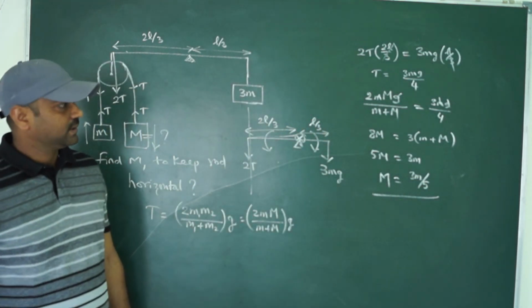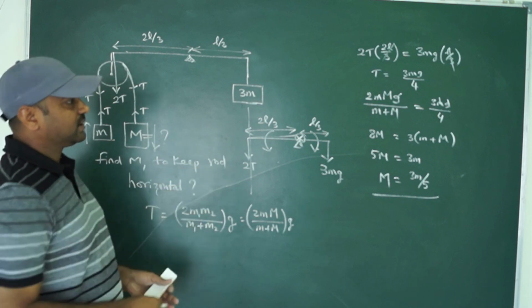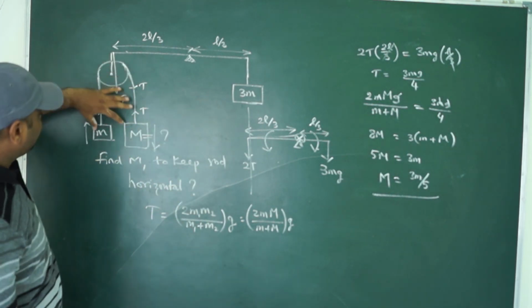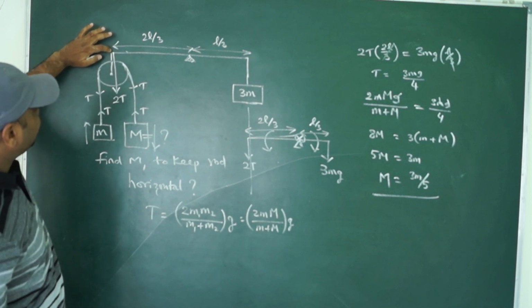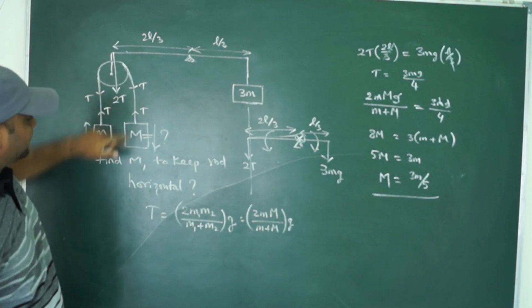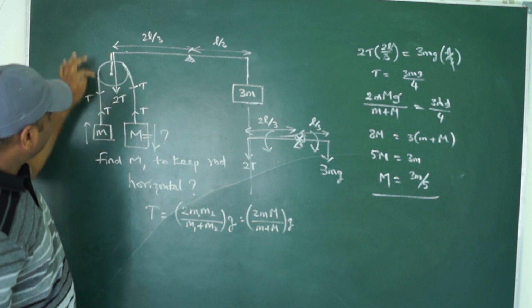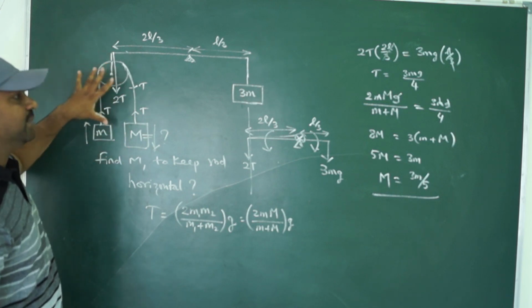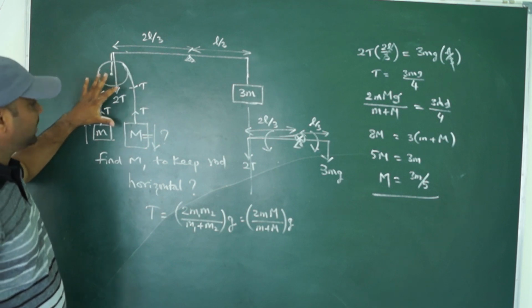So this question is directly about balancing of torques. But the idea to understand from this question is that the force acting at this end is not equal to (m plus M) into g. The force value is 2T, because the blocks can accelerate and move. That is the importance of this question to be understood.